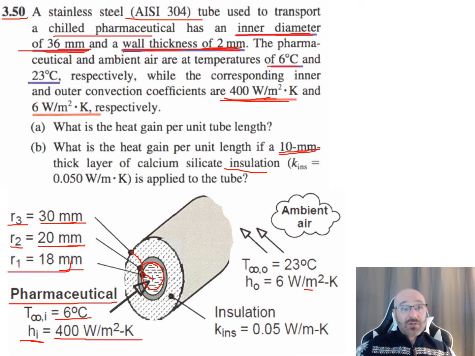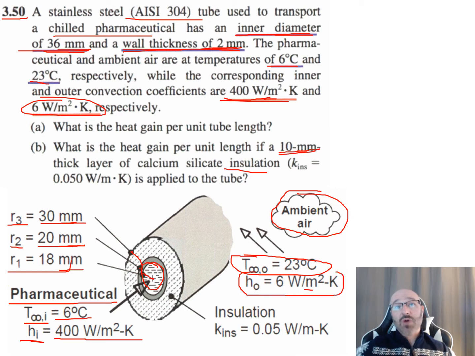And my temperature of this inner fluid right here, I'm calling T sub infinity i. So again, I'm coming up with these variable names and indices for this right here to relate back to the problem statement. Now they also tell us we have air on the outside, so here's our ambient air out here. Now we know our temperature of our ambient air is 23 degrees, so our T sub infinity outer is equal to 23 degrees Celsius. And we have our h value for our outer right here of 6 watts per meter squared Kelvin. So there's our h_o of 6 watts per meter squared Kelvin right there. And then for part B, we have this insulation. It does give us a K value for our insulation right here on part B of the problem, which is 0.05 watts per meter times Kelvin.